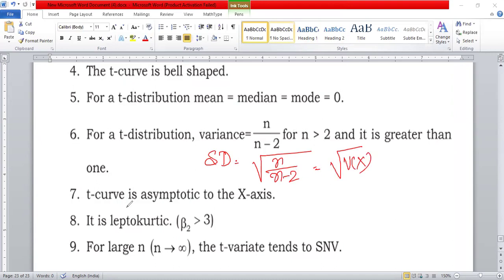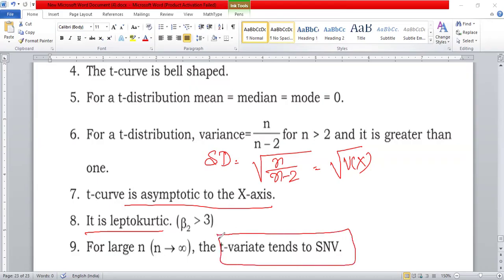The t curve is asymptotic to the x-axis. When we draw the bell-shaped curve, it never touches the x-axis at the left and right end points. That is called asymptotic to the x-axis. Similarly, it is leptokurtic for the t distribution, with beta 2 greater than 3. That is important. And the t variate tends to the standard normal variate when n tends to infinity.